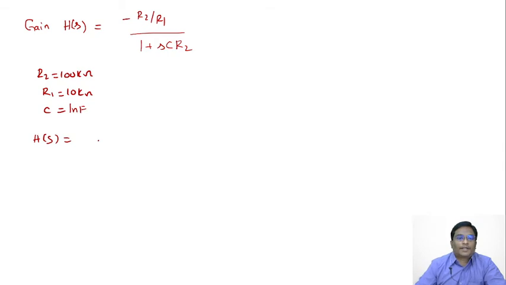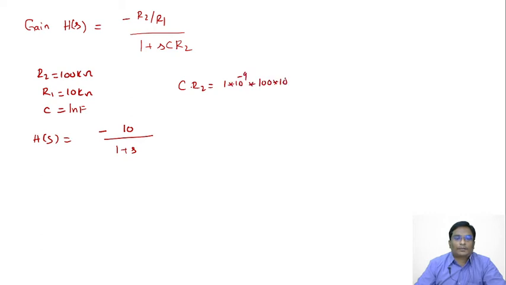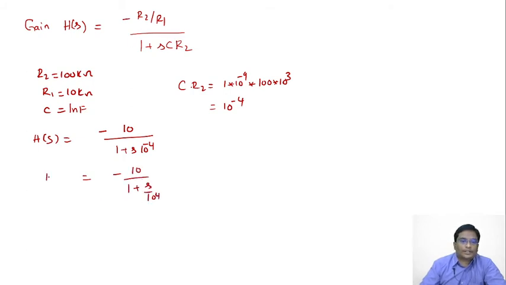This H of S is nothing but minus R2 by R1, that is 100k by 10k, nothing but 10, divided by 1 plus S into C into R2. What is C into R2? Tell me. C is 1 nano, R2 is nothing but 100k. 100 into 10 cube. This is 10 power minus 9, 10 power 5, so 10 power minus 4. We got it like this. Therefore, this is minus 10 by 1 plus S by 10 power 4. This is H of S.